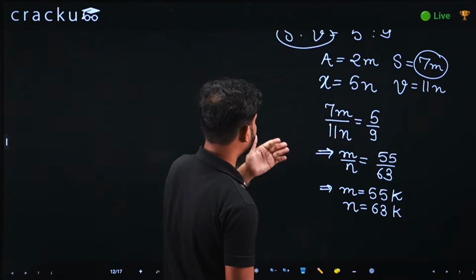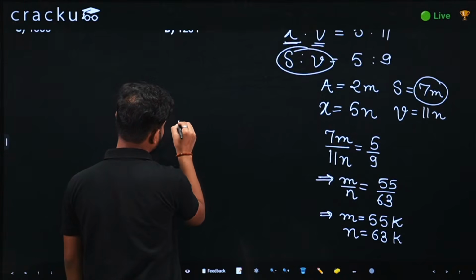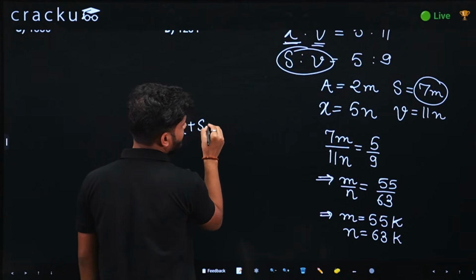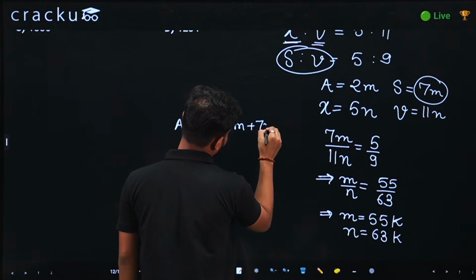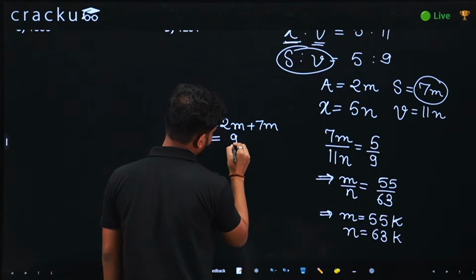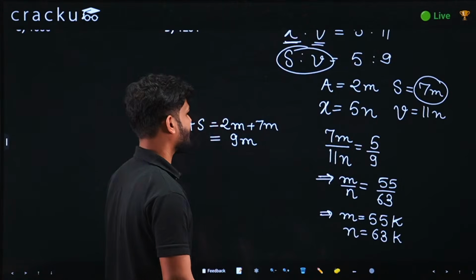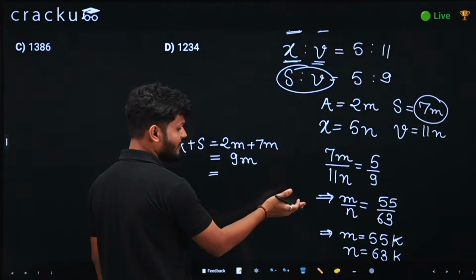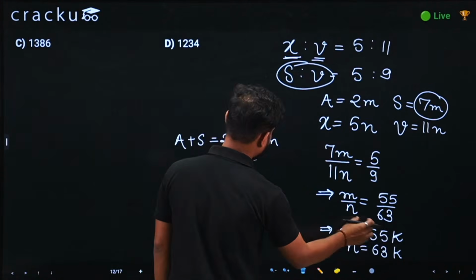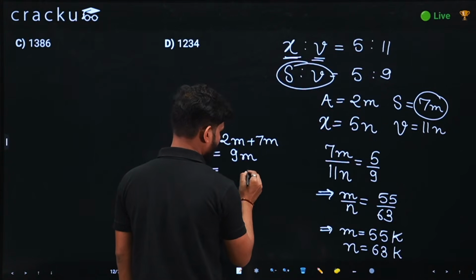So if m is 55k, what will be A plus S? A plus S will be 2m plus 7m, which is nothing but 9m, and m is 55k. So just multiply 55k into 9. This will be nothing but 495k.